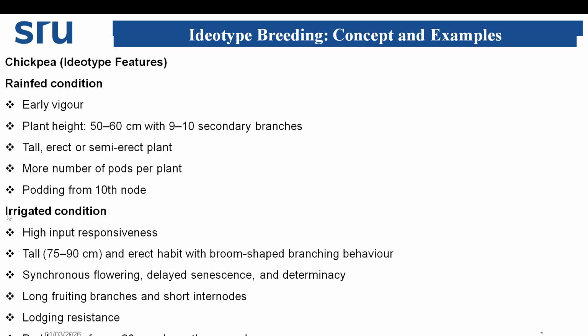Right? So as far as irrigated conditions, high input responsiveness, plant type tall 75 to 90 centimeter and erect habit with broom-shaped branching behavior, synchronous flowering, delayed senescence and determinacy, long fruiting branches, short internode. Then lodging resistance, pod bearing from approximately 20 centimeter above the ground. So these are some ideal features of chickpea for rain-fed and irrigated condition.